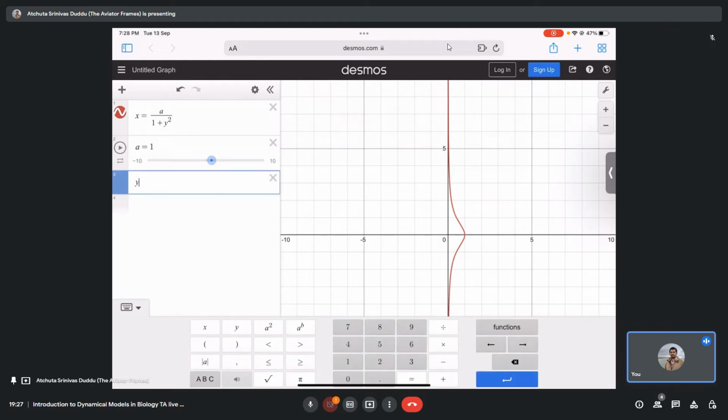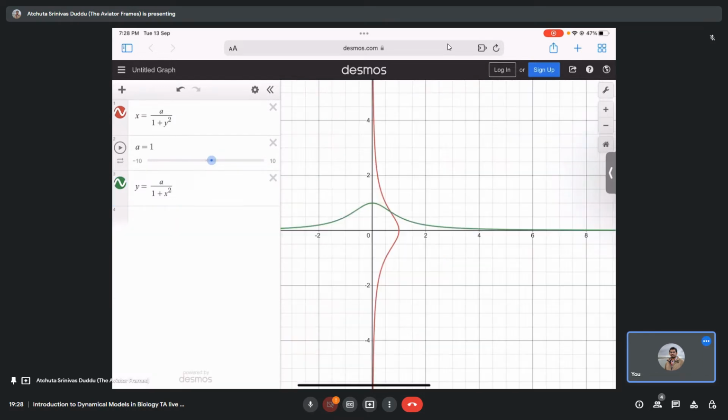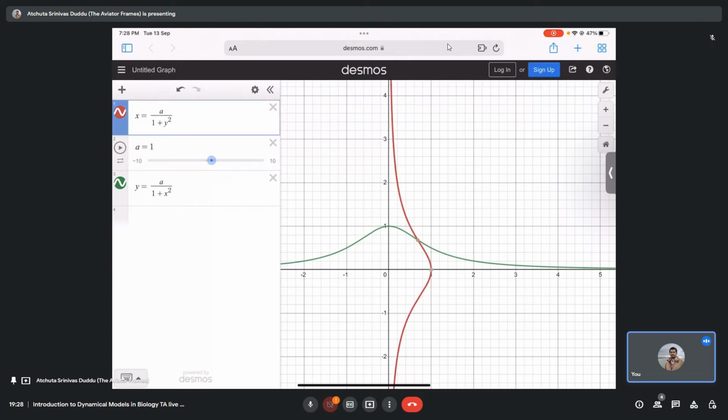So the two null lines we are adding are: the first null line equation is x equal to a by 1 plus y square, and the next is y equal to a divided by 1 plus x square. These are the two null lines, which satisfy dx by dt equals 0 and dy by dt equals 0 respectively. Now we see their intersection points to find out the steady states. So now we have a equal to 1, and we see that they are intersecting at only one point, which is here. So that means there is only one steady state.